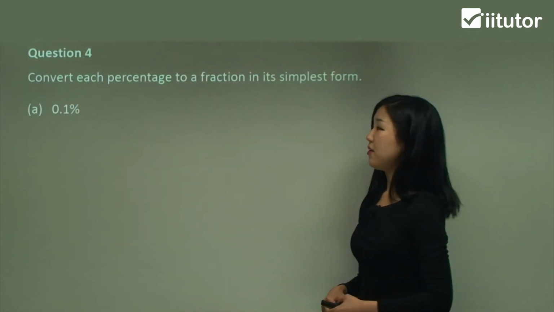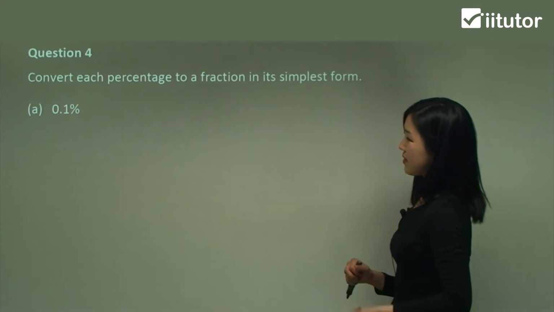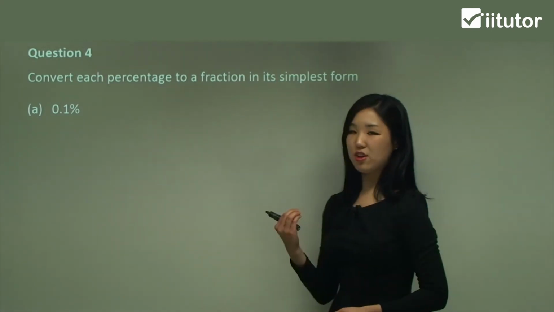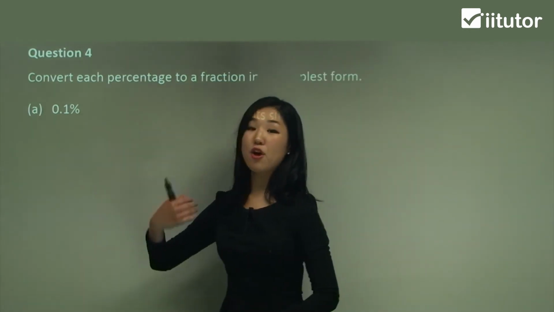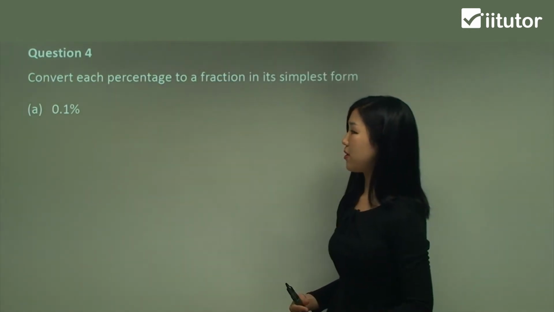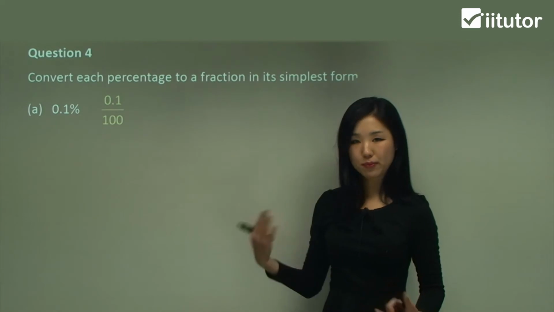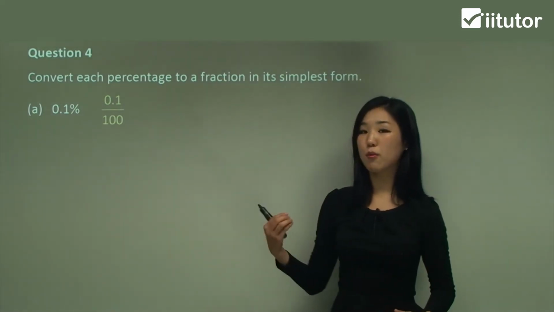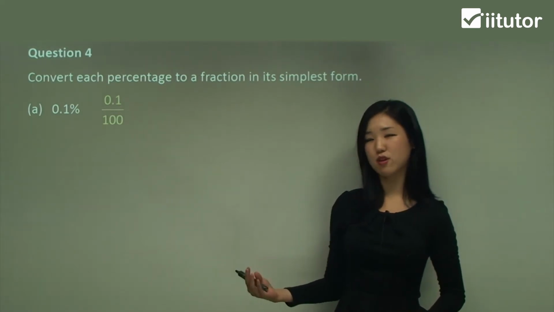So question 4, we convert each percentage to a fraction in its simplest form. Now, we know that percentage, this symbol here, means over 100. So what I'm going to do is simply put that over 100. So replace that sign with that fraction. And I don't want a decimal on top of a fraction. That's not very clear, that's not precise.